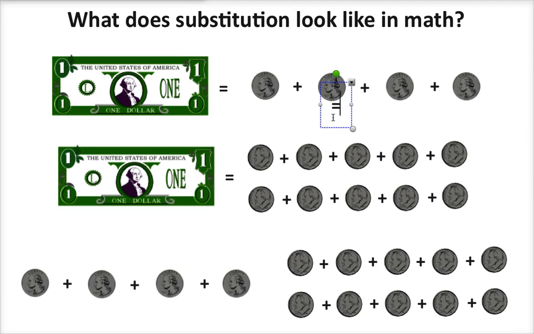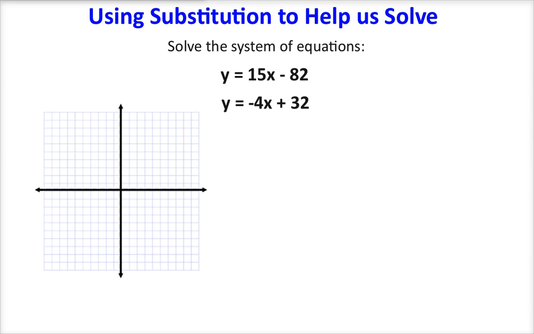Oops, let's get an equal sign. Right? Doesn't that make sense? 4 quarters is $1 and 10 dimes is $1, so these two things should be equal to each other. So instead of $1, I'm substituting quarters, or I'm substituting dimes. That's kind of the idea that we're using when we solve equations by substitution.